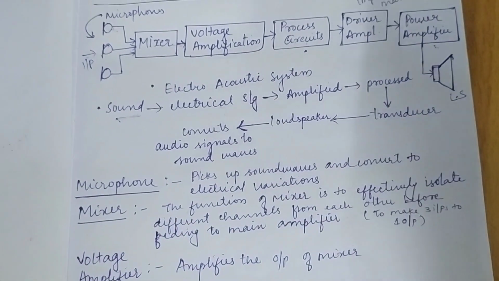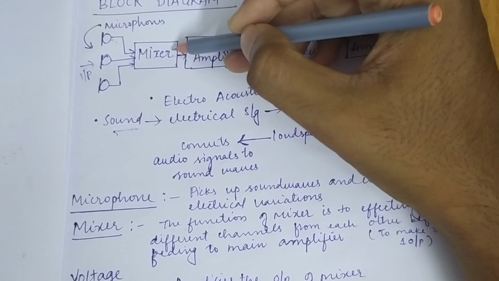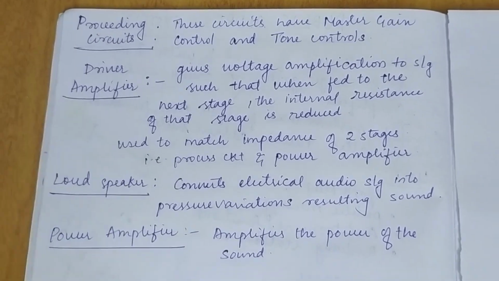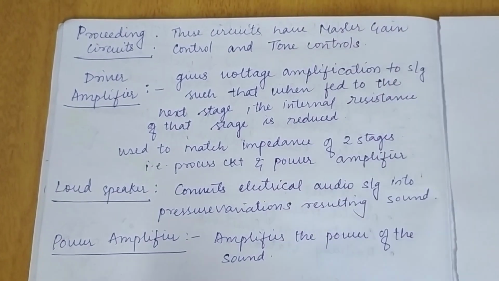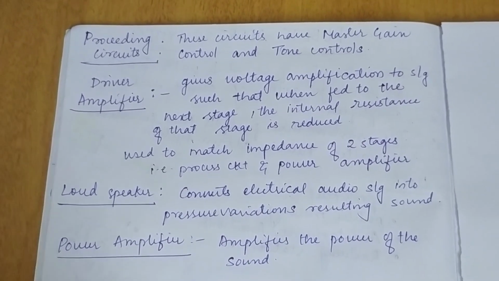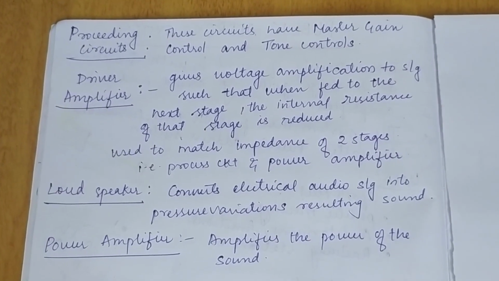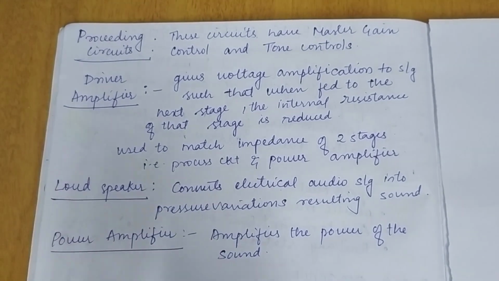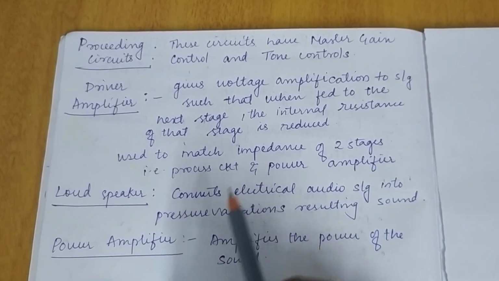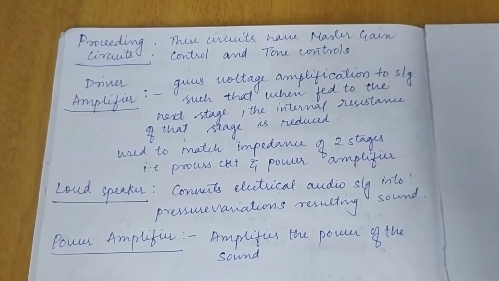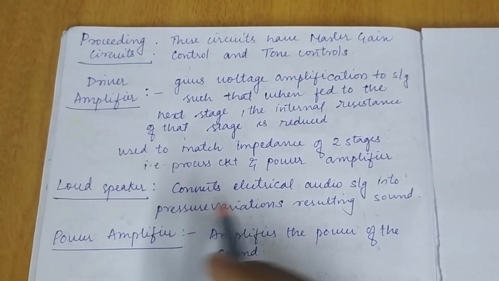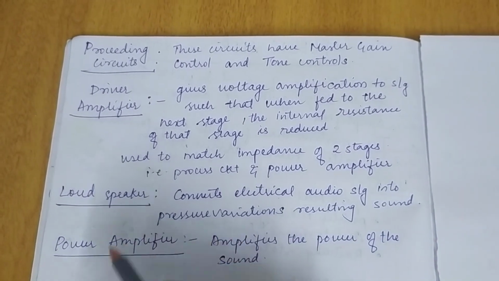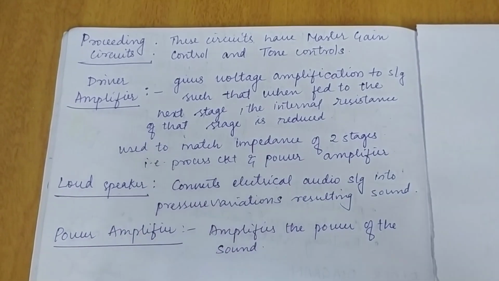The voltage amplifier basically amplifies the output of the mixer. The process circuits, as we said, are used to control master gain, tone controls and other parameters of the sound. Then we have the driver amplifier, which does impedance matching between the two stages, the process circuit and the power amplifier. Then the loudspeaker converts electrical audio signals into pressure variations. Along with that, before it, there are power amplifiers, which actually amplify the power of the sound.